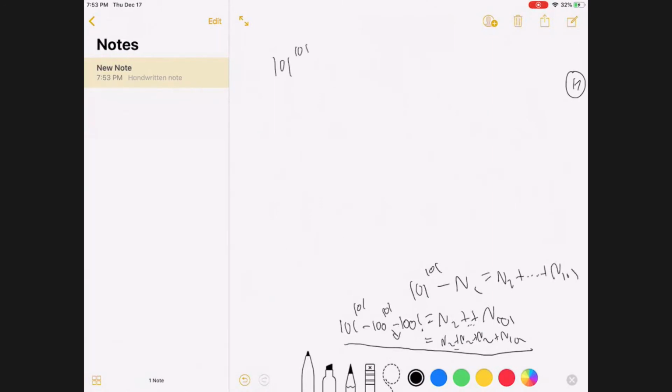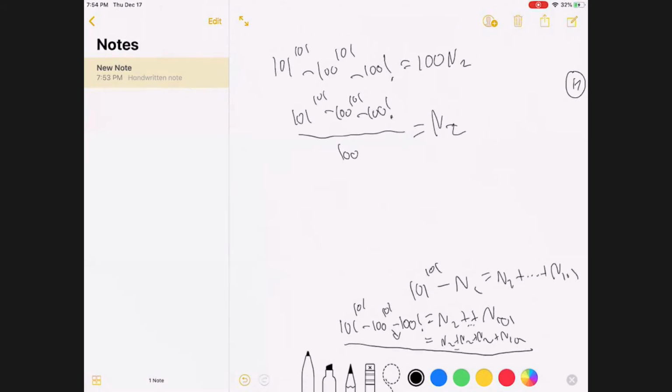So what this says is 101 to the 101 minus 100 to the 101 minus 100 factorial equals 100 times n2. And so we just divide by 100, we get 101 to the 101 minus 100 to the 101 minus 100 factorial, all over 100, equals n2. And we were trying to find n2 because ni was just the number of graphs such that f to the 101 of 1 equals i. And so this is our answer.